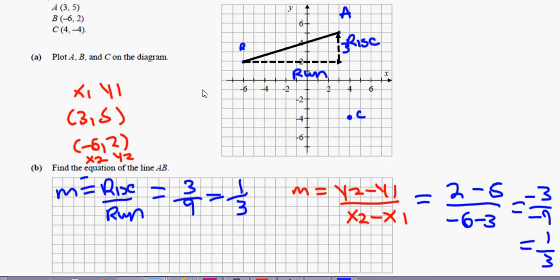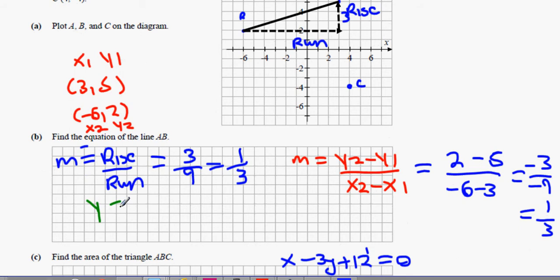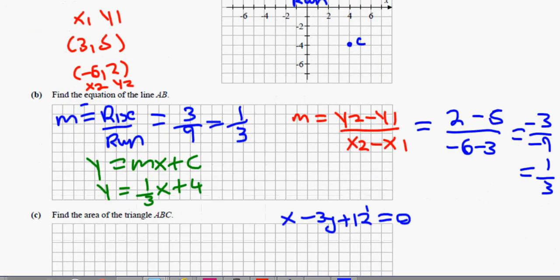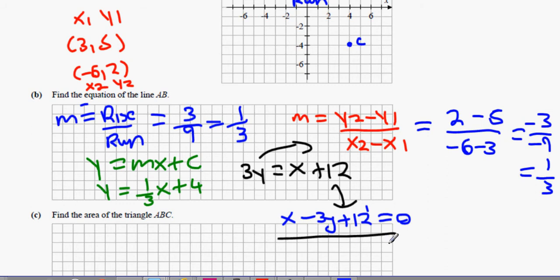And remember, there's a formula called y equals mx plus c. m is the slope and c is the intercept. Now we can see that the y-intercept is the number 4. So now we know that y equals a third x plus 4. And if we multiply both sides by 3, what we'll get is 3y equals x plus 12. Then move over the 3y and we get the same answer as we did before. Two different ways, same answer. Okay?